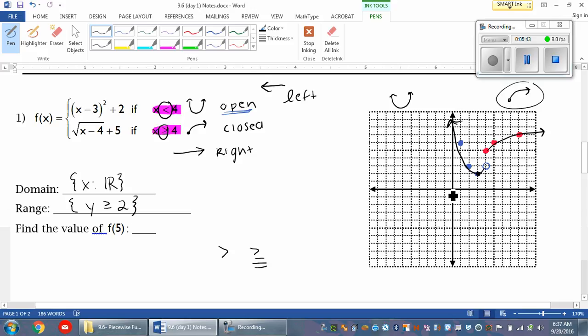And let's find f of 5. 5 is 6. All right, let's go ahead and try some more.